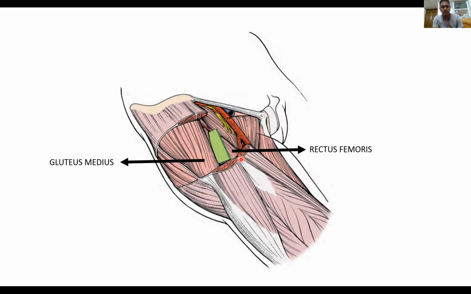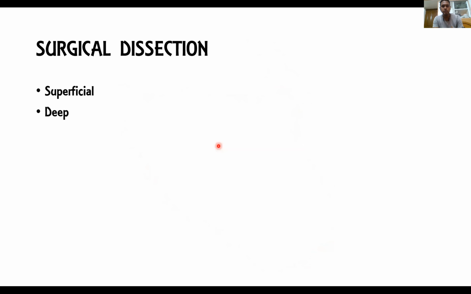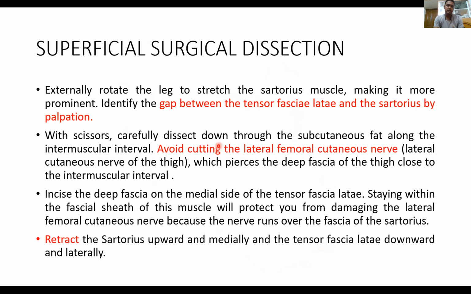So you can see, this is the sartorius. This is the lateral side, tensor fasciae lata. Then in between, you can see the underlying gluteus medius, and this is rectus femoris. This is also an internervous plane. This is the deep plane, superficial to deep. Going to the surgical dissection, nothing else is needed.